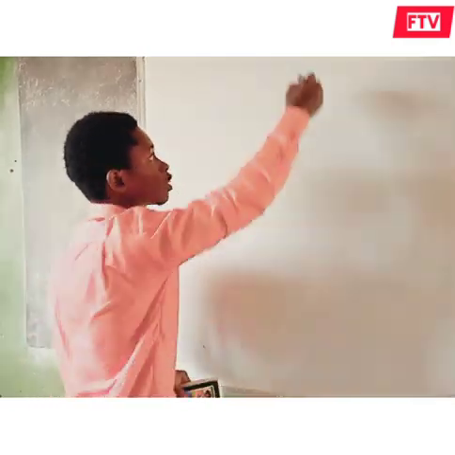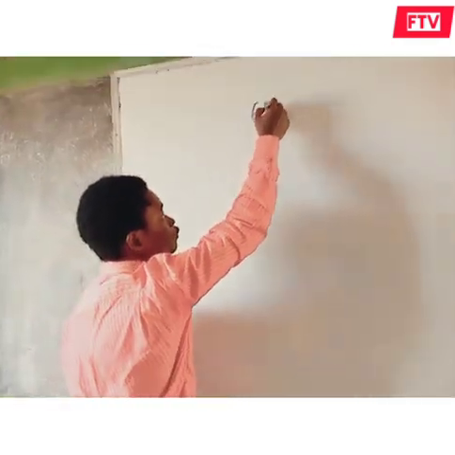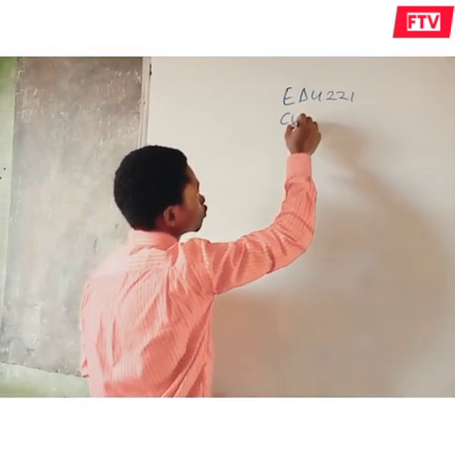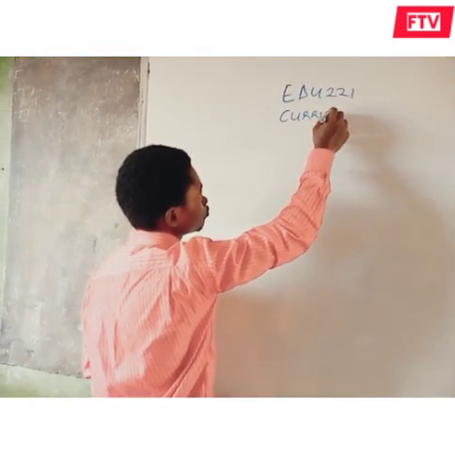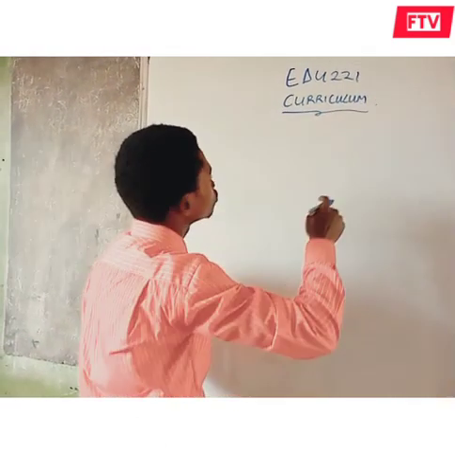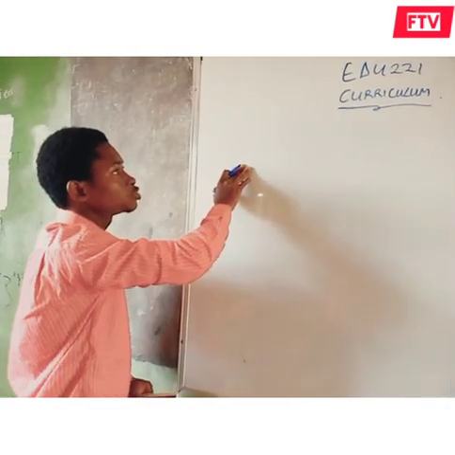And this is a new episode, and we're going to take the course EDU 221, which is Rudiments of Curriculum. And today we have some objectives which we need to cover.